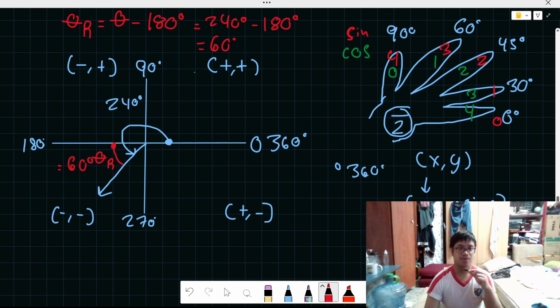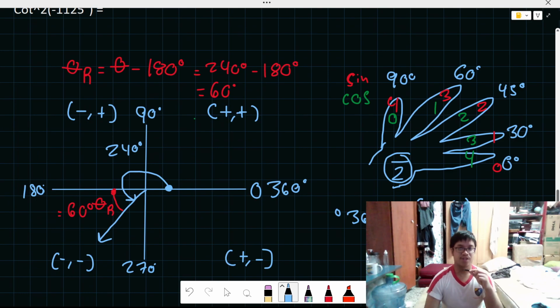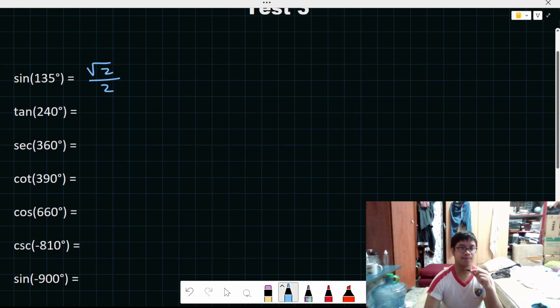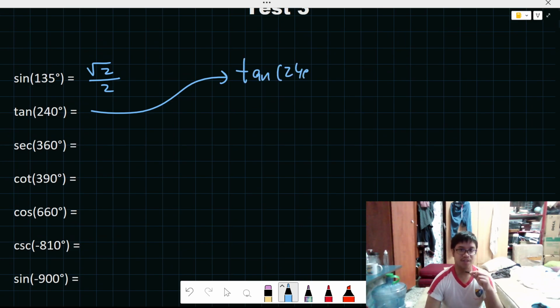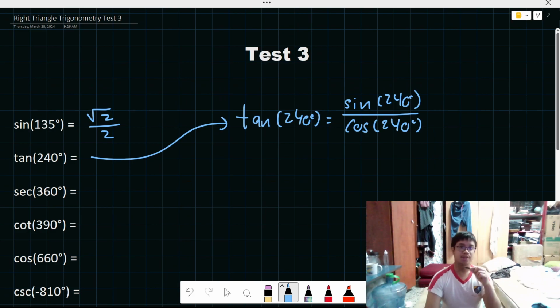Remember that in a tangent, we can simply rewrite this into sine of 240 degrees all over cosine of 240 degrees. We can simply rewrite it this way. This is based from the quotient identity. So tangent is just the same as sine all over cosine. Now we get what is sine 240 and what is cosine 240.